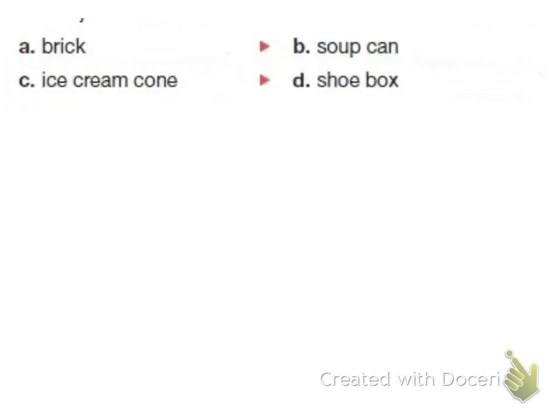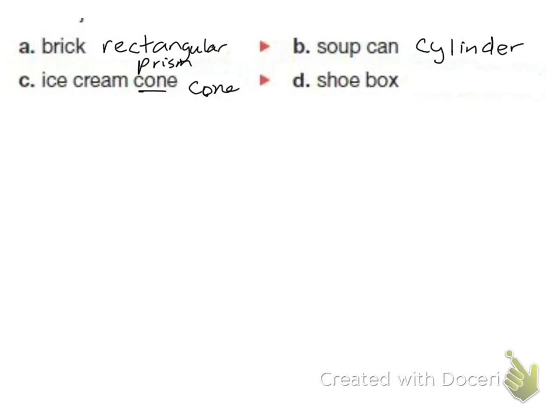All right. On this one, it wants us to name the geometric shape of these real-world objects. So a brick. If you think about it, a brick is a rectangular prism. Okay. A soup can is the same as a cylinder. An ice cream cone is a cone. That's why we call it a cone. And a shoebox is called a rectangular prism. Also, we can call it a rectangular solid. Okay, either one is fine.